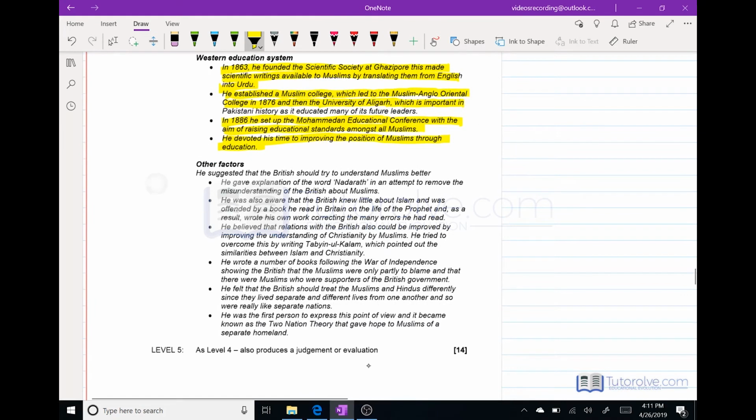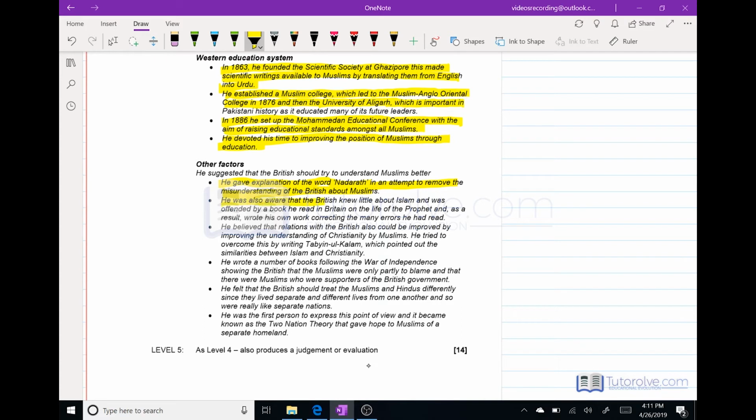Other factors are: he also tried to make sure that the British understand the Muslims as well. So it was not just a one-way street where Sayyid Ahmad Khan was solely telling the Muslims to learn Western education, to bow down to the British rulers, but he was also trying to make sure that the British stop having this paranoia that the Muslims are out to rebel against the British. So in order for that to subside, he gave an explanation of the word Naz in an attempt to remove the misunderstanding of the British about Muslims.